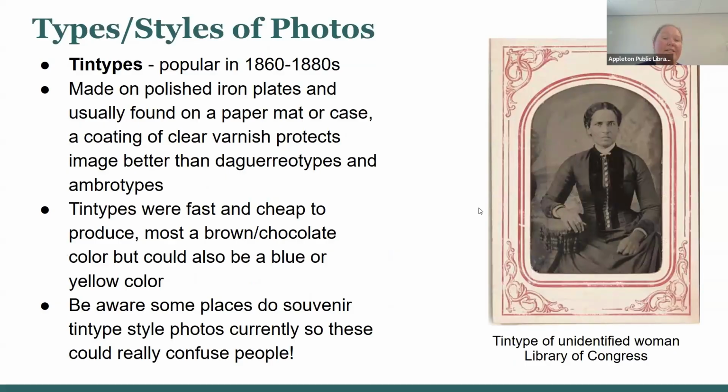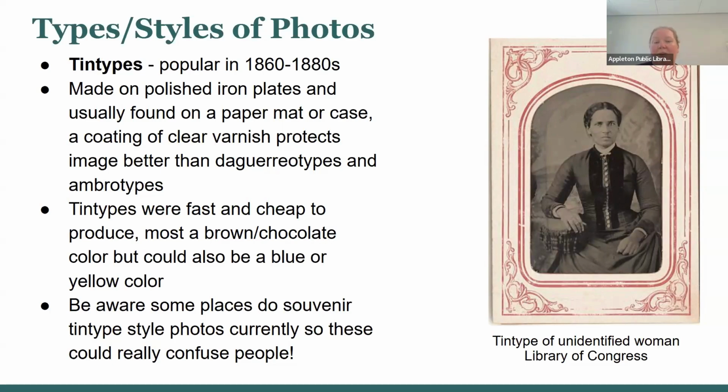Then tintypes, again, look very similar, popular in the 1860s to 1880s. A little less fancy than those other two types, but they made these on polished iron plates. They usually, again, had some sort of paper mat or some sort of case, and then they had a coating of clear varnish that protected the image a little bit better than those other two earlier types. They were a lot faster and cheaper to produce as well.